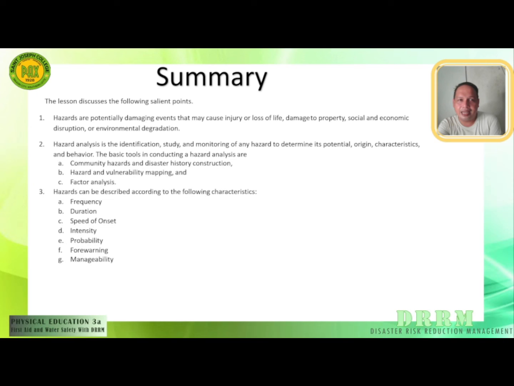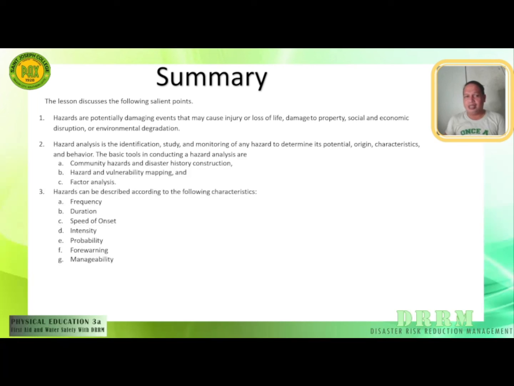Summary, the lesson discussed the following salient points. Number 1, hazards are potentially damaging events that may cause injury or loss of life, damage to property, social and economic disruption, and environmental degradation. 2, hazard analysis is the identification, study, and monitoring of any hazard to determine its potential origin, characteristic, and behavior. The basic tools in conducting a hazard analysis are A, community hazard and disaster history construction, B, hazard and vulnerability mapping, and C, factor analysis.